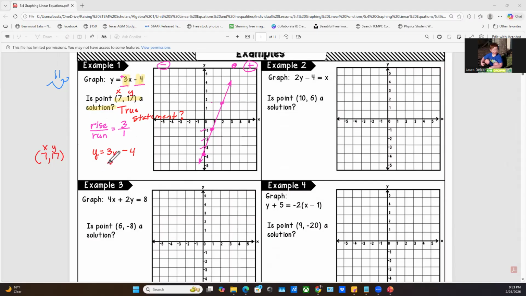So here, I'll put a 7. And y is 17. 3 times 7 is 21 minus 4. Okay, 21 minus 4 is 17. And we end up with this. This is true. Okay, what this means is that, yes, this is a solution. Okay, so even though 7, 17, if we wanted to try to graph, it would be way up here. We can't get to it.